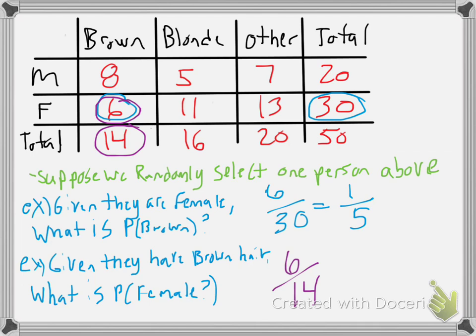Okay, and conditional probability, the book stated, is like selecting from a subset of the population. We're not selecting out of 50. We're selecting out of the given condition, whether it's female, brown hair, male, blonde hair. We can change the given condition for any question.